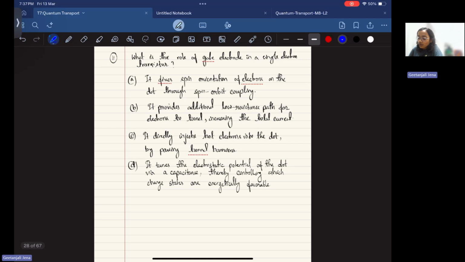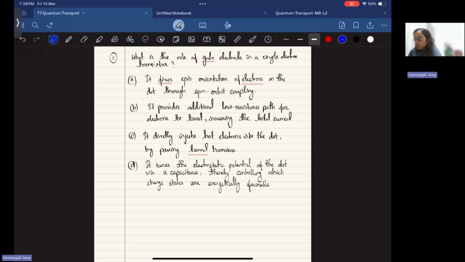Question number 11. What is the role of the gate electrode in a single electron transistor? Option A, it fixes the spin orientation of the electron on the dot through spin-orbit coupling. Option B, it provides an additional low resistance path for electrons to travel, increasing the total current. Option C, it directly injects hot electrons into the dot by bypassing the tunnel barrier.